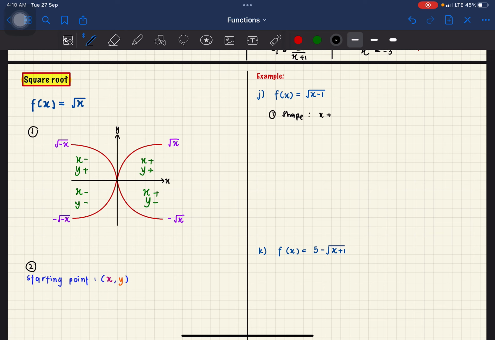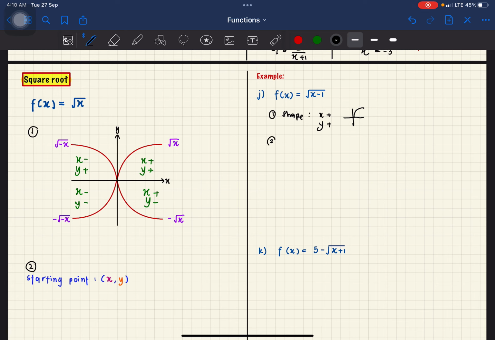Okay, and then for y, awak akan tengok pada luar square root ni. Okay, di luar square root, dia adalah positif. Dia tak ada simbol negatif pun, maksudnya dia adalah positif lah. So bila x positif, y positif, maksudnya kita akan menggunakan yang ini, which means our basic shape is going to be like this. Okay, so buat dekat sini, basic shape awak adalah yang pertama tu, ke atas. Okay, that is the first thing.